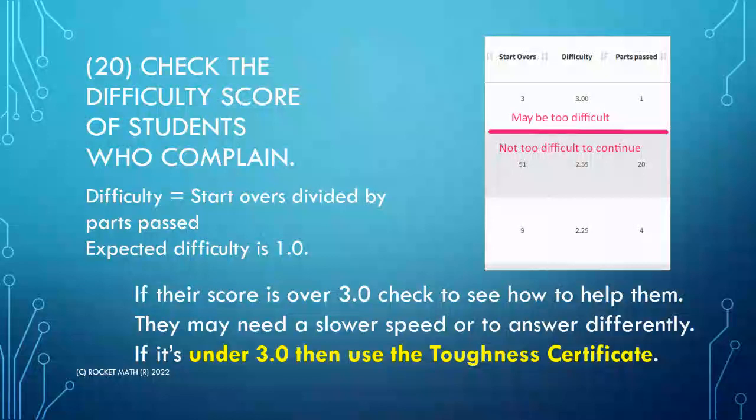Number 20 is to check the difficulty score of students who complain that Rocket Math is too hard. Their difficulty score is calculated by the number of times they have to start over divided by the number of parts. We expect students to start over on average once each part, so the expected difficulty is 1.0. If a student's difficulty score is under 3.0, just use the toughness certificate to help them develop perseverance. If it is over 3.0, then check to see how to help them.